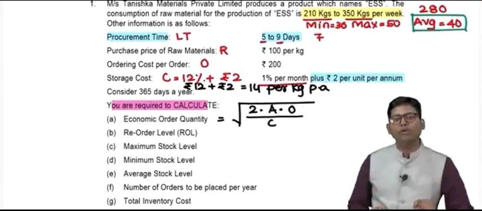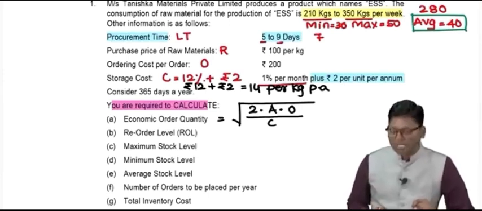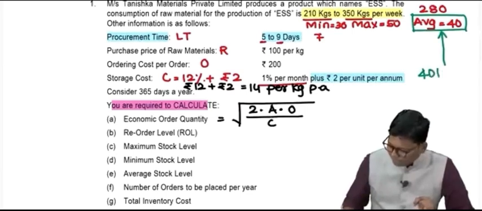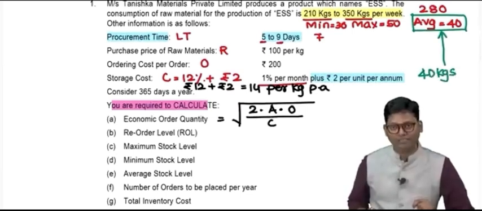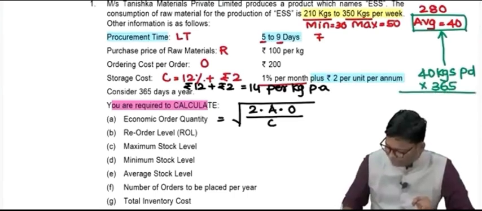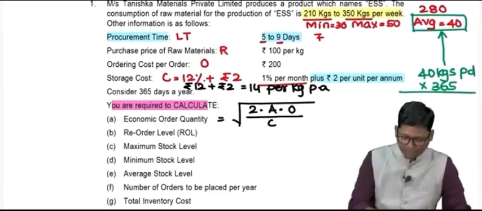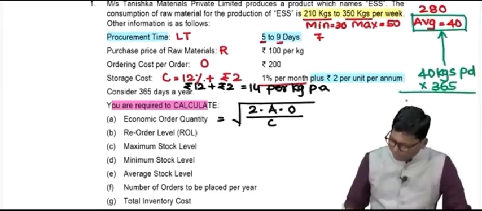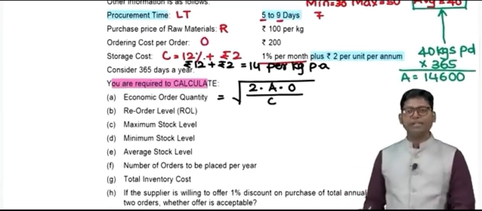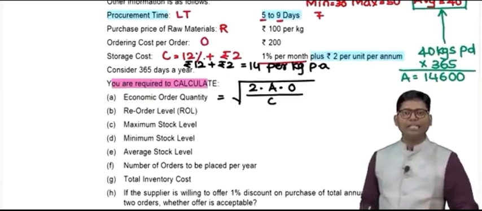Sir, how to calculate your annual consumption? Now, consumption on an average 40 kgs of material you are consuming on per day basis, 40 kgs per day, and in a year total 365 days are there. So when you multiply this 40 into 365, you will be getting your annual consumption, which is equal to 14,600, correct? 14,600, my annual consumption is now readily available with me.